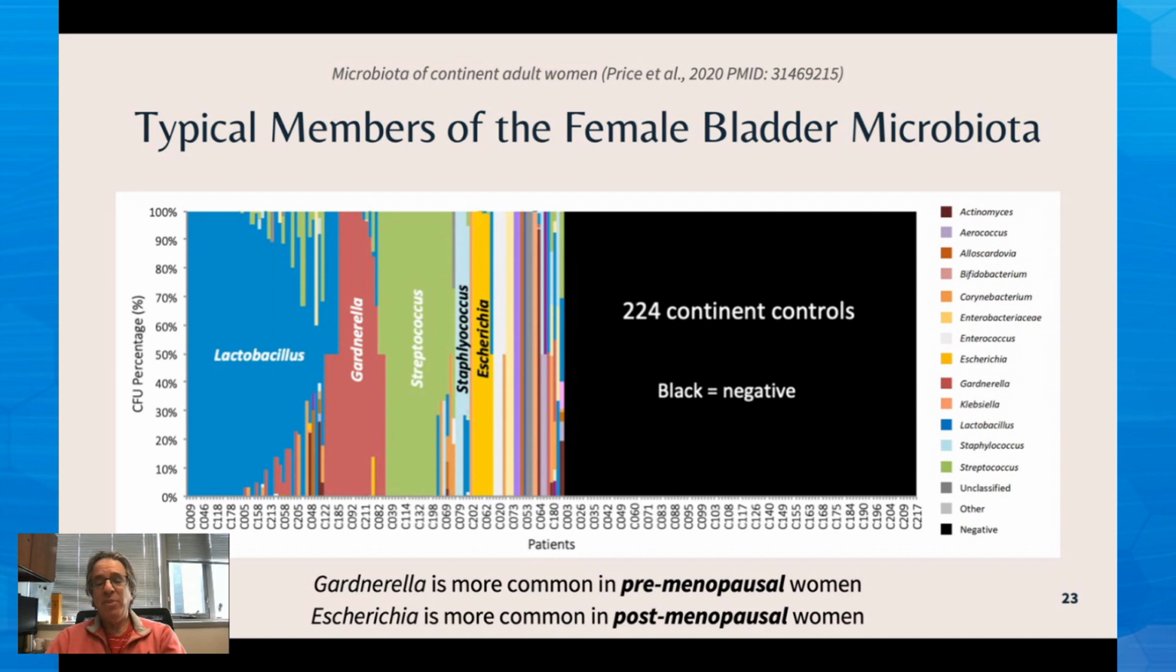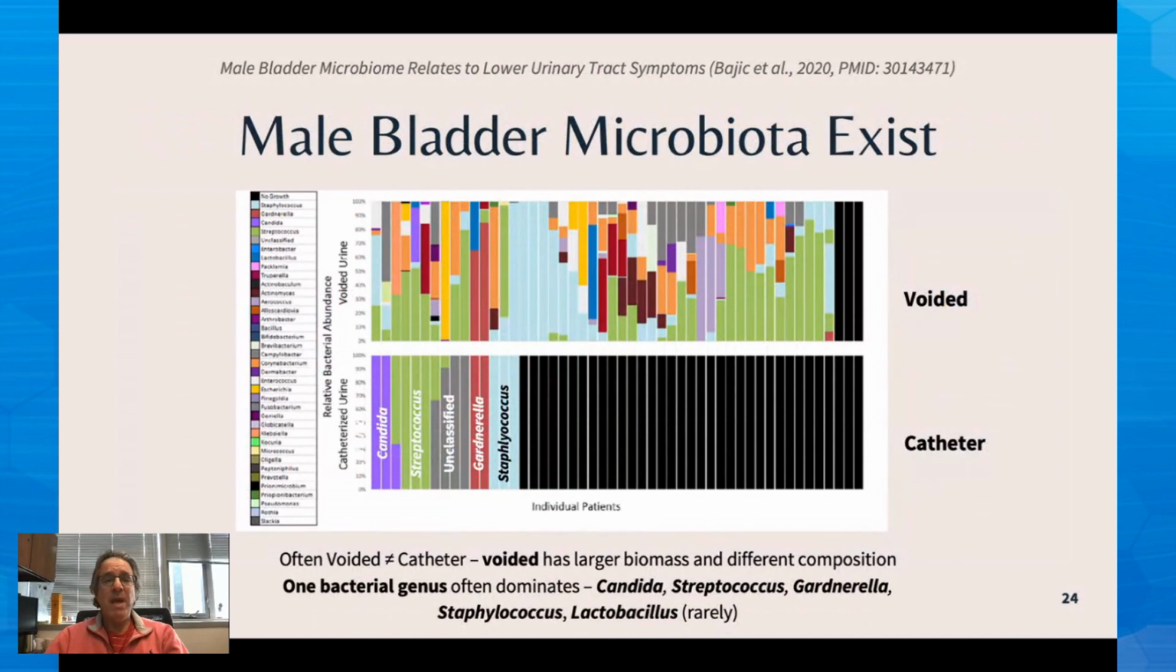E. coli in postmenopausal women. So E. coli is common in older women. Gardnerella is found mostly in younger women. What about men? Well, we did a study on men with benign prostate hyperplasia.